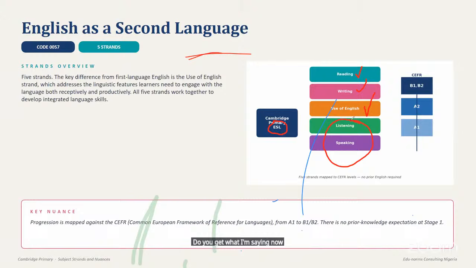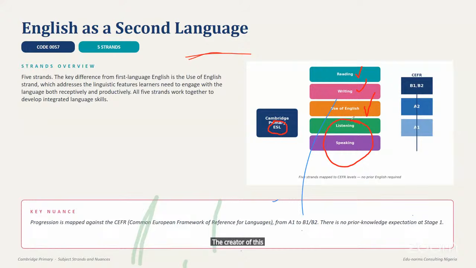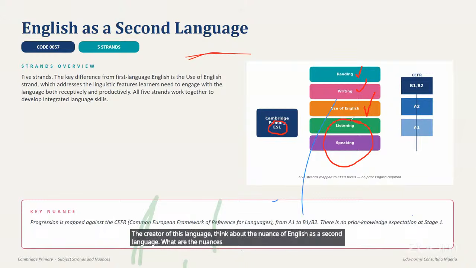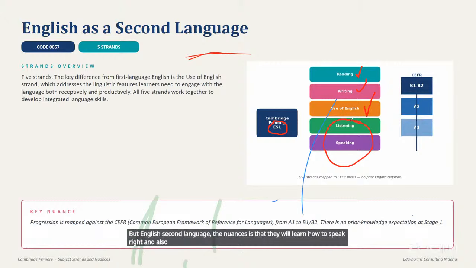So based on the fact that though we can speak English, our speaking is always confusing, the creator of this language thought about the nuance of English as a second language. What are the nuances? We have English as a first language for first language speakers or native speakers. But English as a second language, the nuance is that they will learn how to speak right and also how to listen.